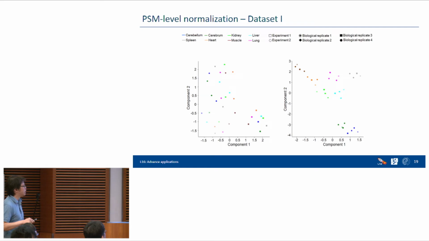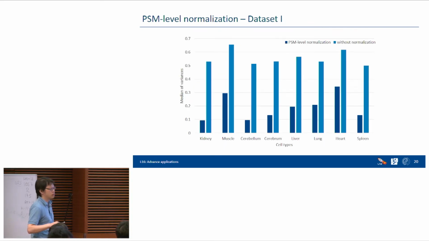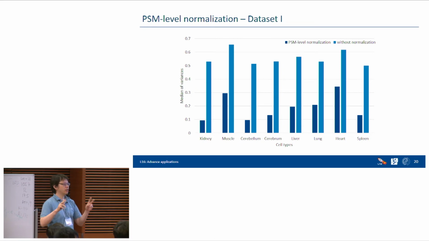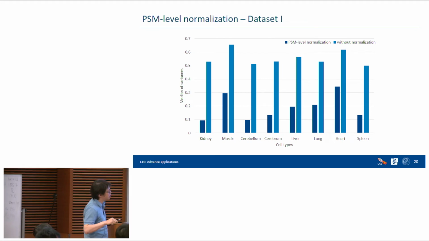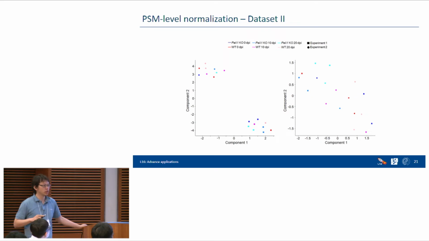Before using normalization, you can see all these data points are grouped by the experiment. So we have two experimental sets, and they all group together. This we don't want to see. After using normalization, you see the points start to group by color, which means grouped by the sample. So the batch effect was successfully removed.